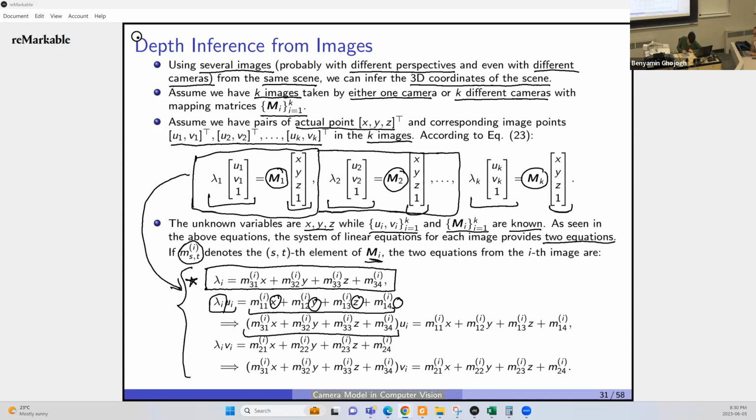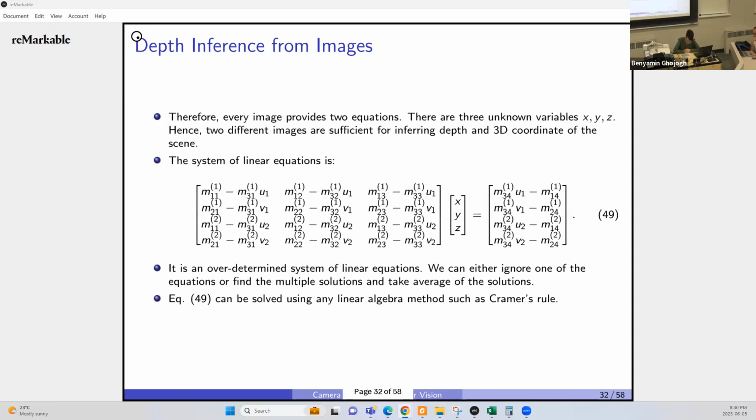So this is one equation. I do the same for lambda I vy. This will be the second equation. So every pair is giving me two equations, okay? Therefore, every image provides two equations. By every image, I have one pair in the pixel and one XYZ in the 3D object.